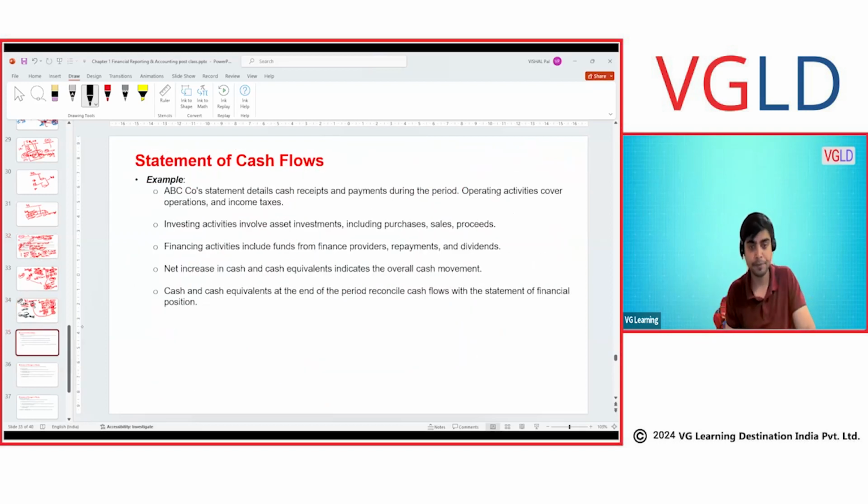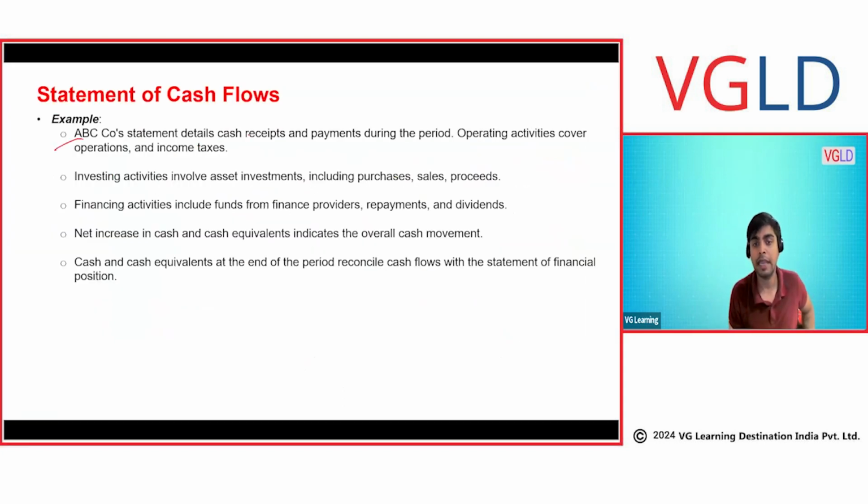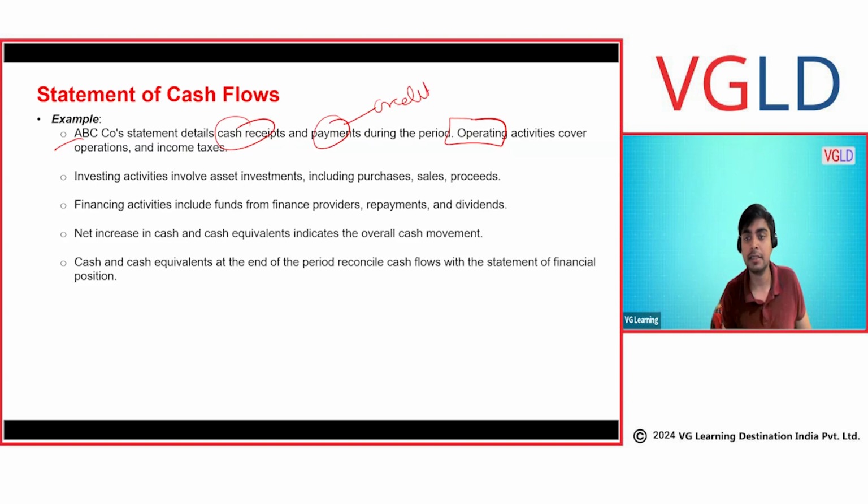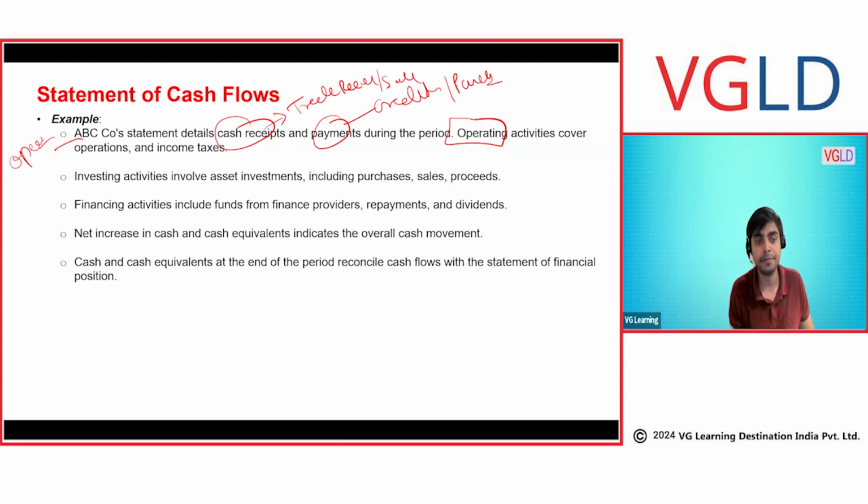So just an example: ABC has received cash receipts and has paid out during the year. From operating activity, whatever cash the business generates from making sales, making payments to creditors, collecting from trade receivables, or paying for purchases, comes under operating activity. Whatever is related to the business that you do for sale or purchase will come under operating activity, including income taxes.